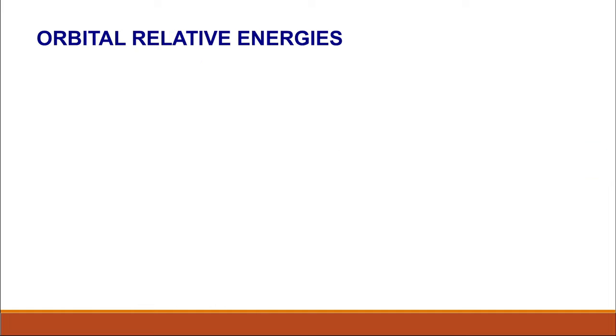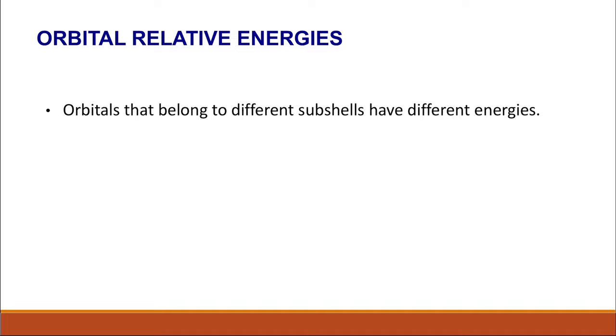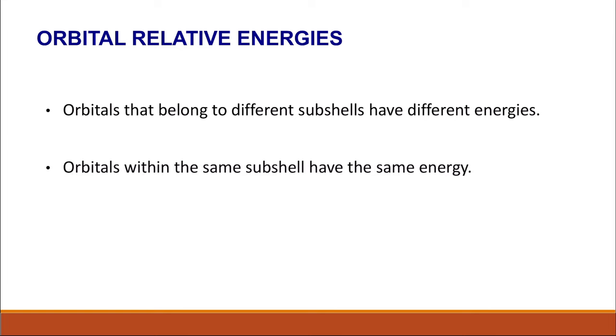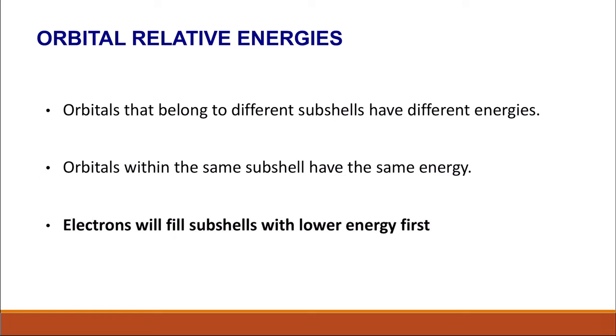The orbitals that belong to different subshells have different energies, but orbitals of the same subshell have the same energy. The p subshell has 3 orbitals, and all these 3 orbitals have the same energy, but the orbital of the s subshell has different energy than the orbitals in the p subshell. When we write the configuration, electrons will fill the subshells with the lower energy first.